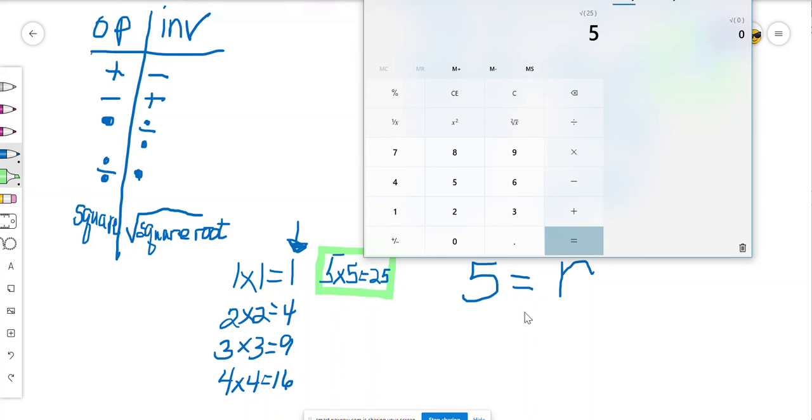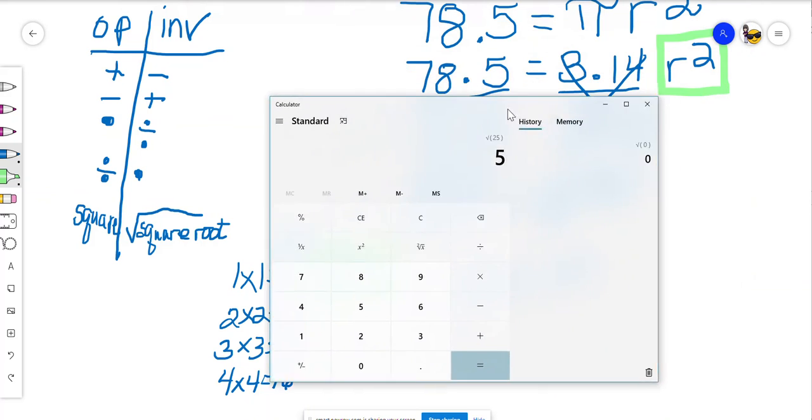I know my perfect squares, but it's going to take a while for you to learn all of your perfect squares.